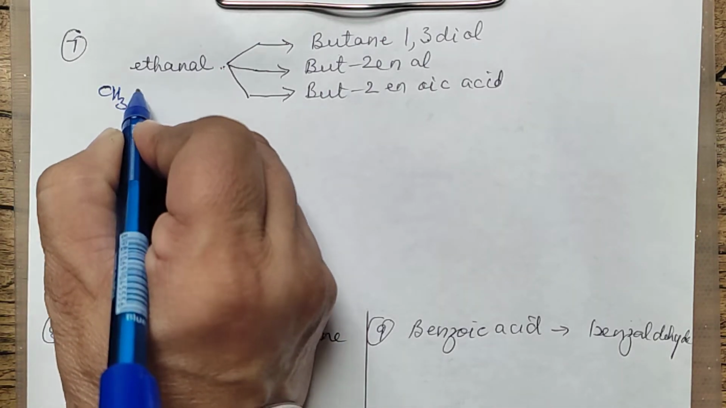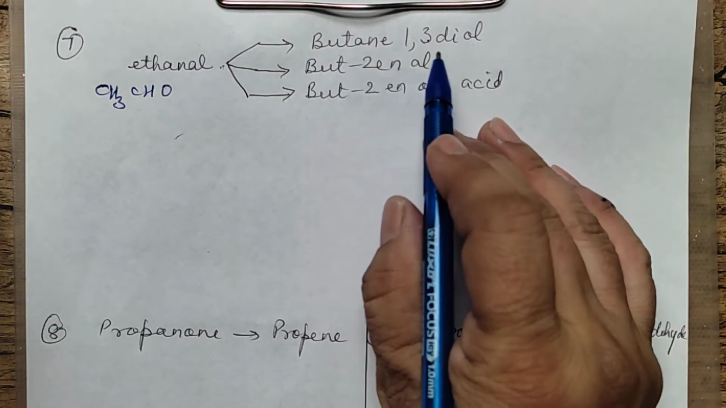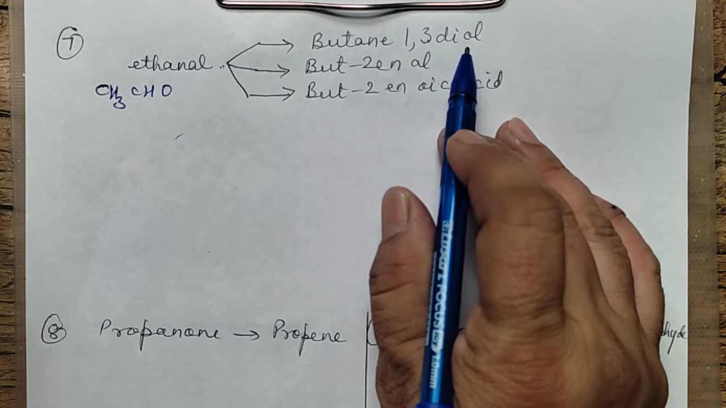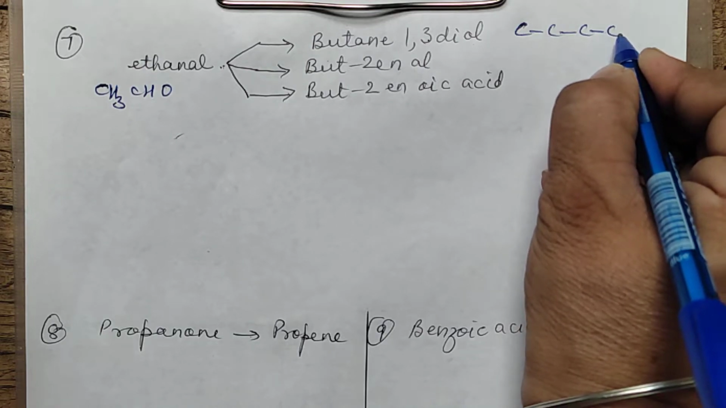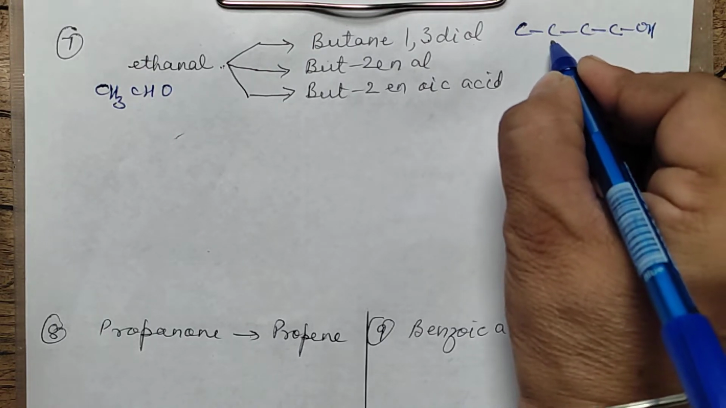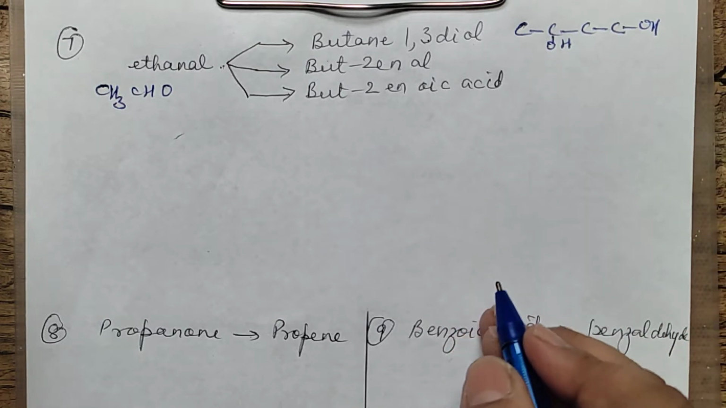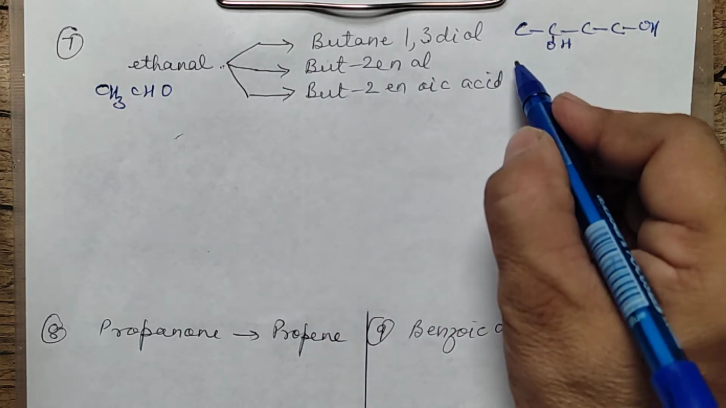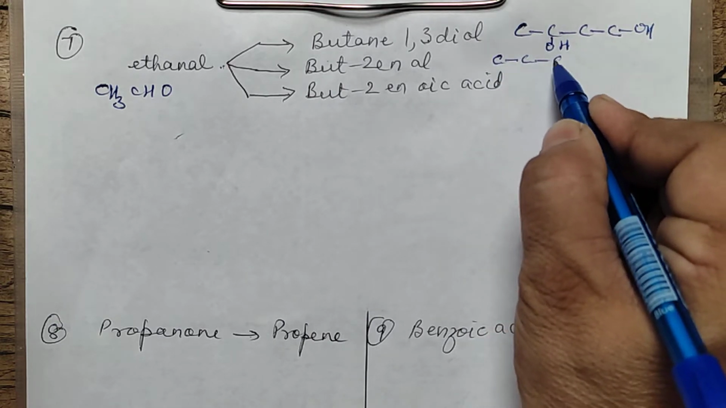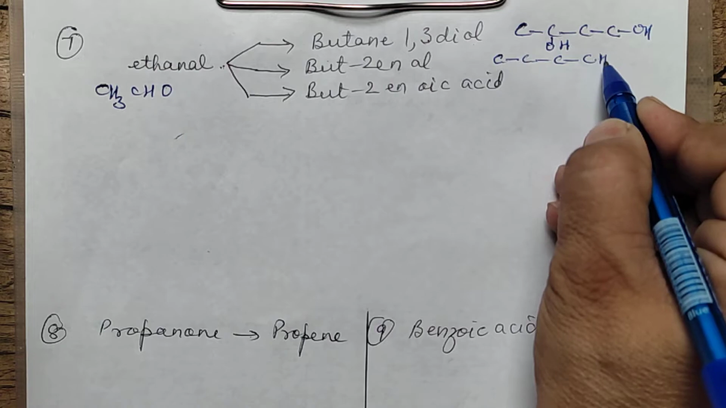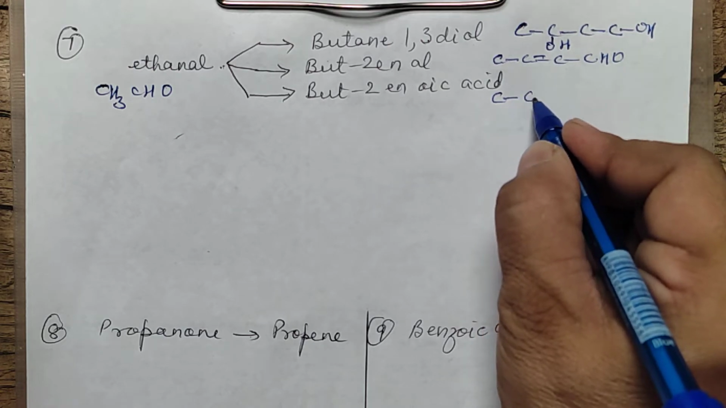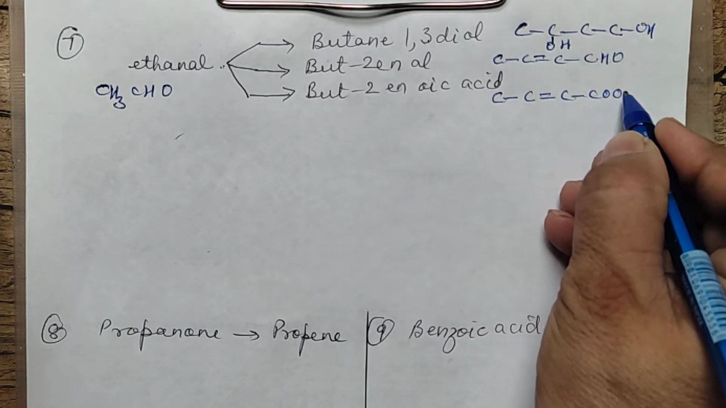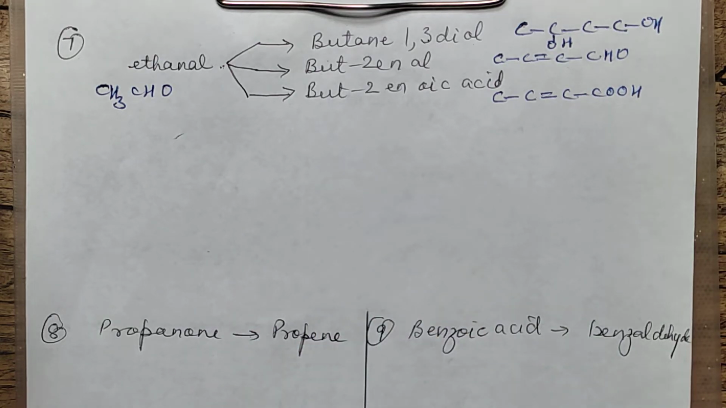Ethanal means CH3CHO. What are we converting this into? Butane 1,3-diol. Butane 1,3-diol means you have 4 carbon atom and 1 position and 3 position you are having alcohol. In this case, you are having but 4 carbon atom, al is there means aldehyde, and 2 position double bond. In this case, you have 4 carbon atom, double bond here and acid here. Actually, all 3 are having one step common. So that's why I just wrote them together.